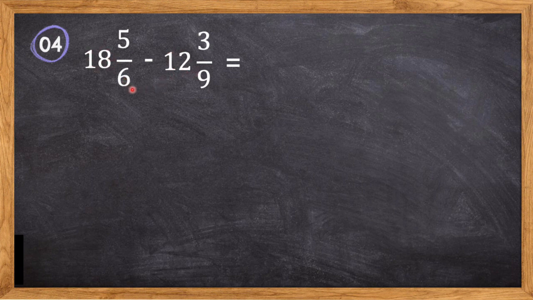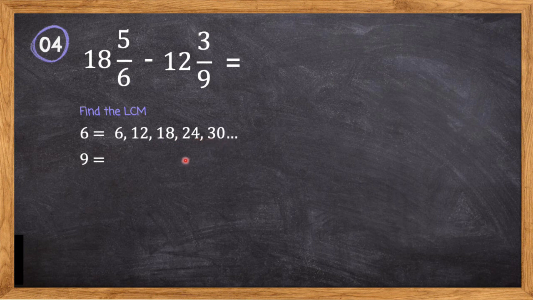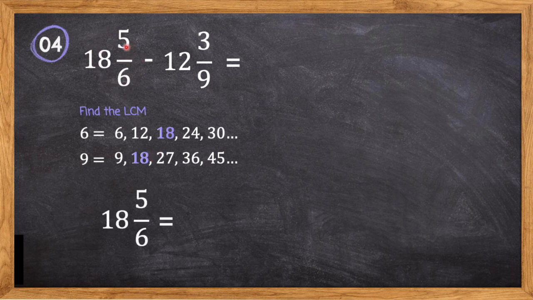Okay? So, same process. Find the LCM of 6 and 9. So, for 6, the multiples are 6, 12, 18, 24, and 30. For 9, 9, 18, 27, 36, 45, and so on. So, least common multiple is 18. Okay, so himuon nato ni siya og inay 18 nga denominator.